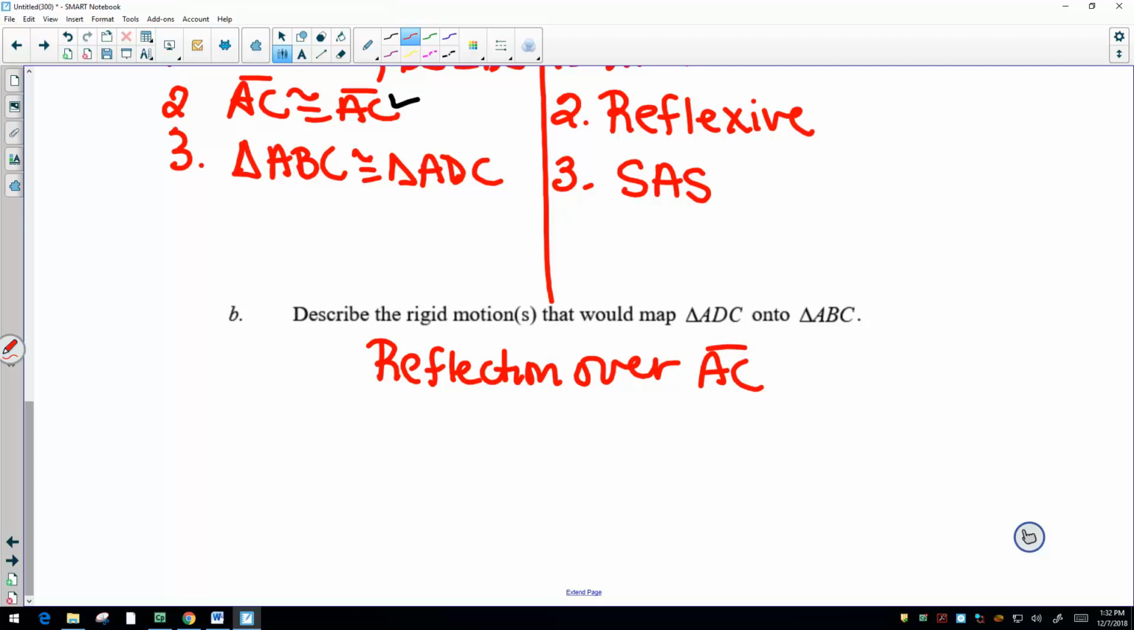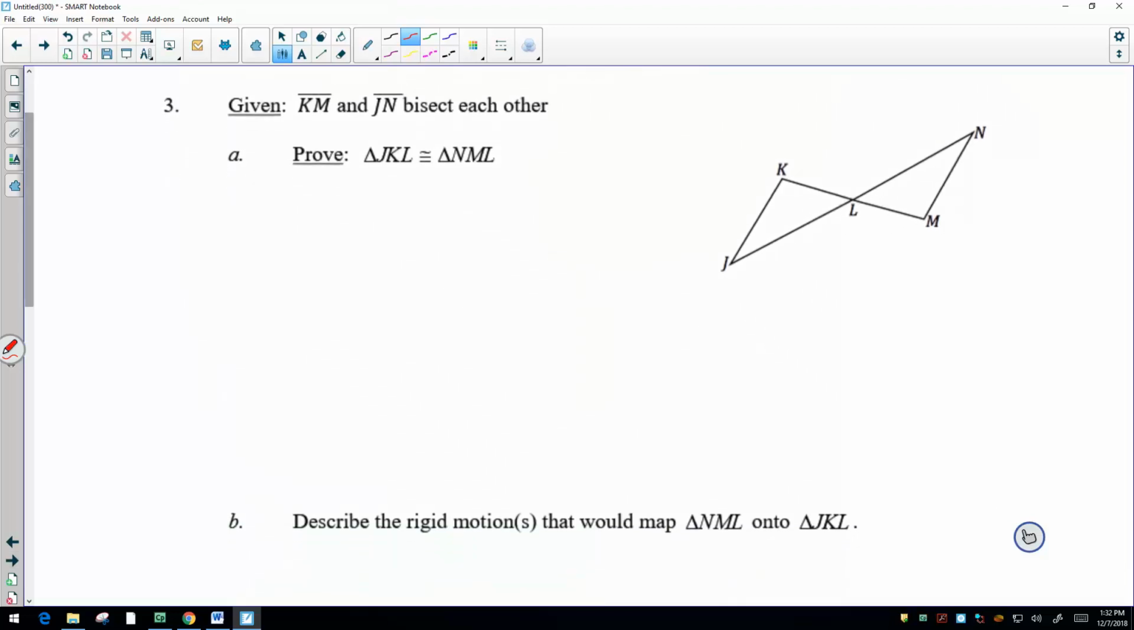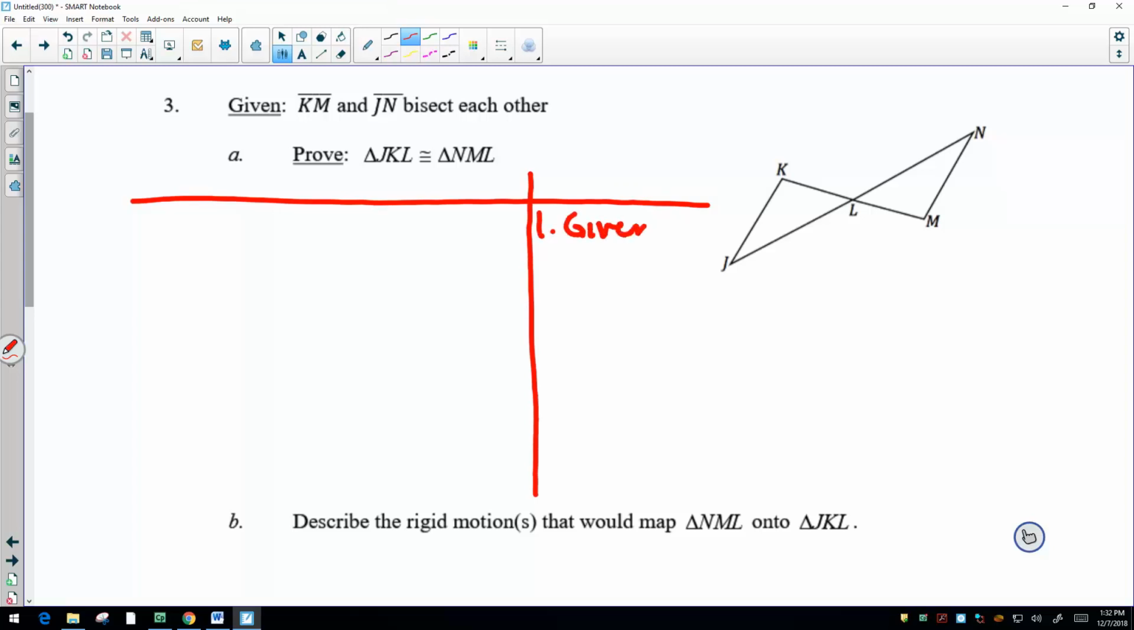We're going to try one more proof. Okay, so just like we said before, we're going to start our proof off with our givens. Notice our givens are a little bit different. They didn't tell us anything was congruent this time. So in my mind, I'm thinking, okay, I need 3 congruent statements before we can actually say these triangles are congruent.